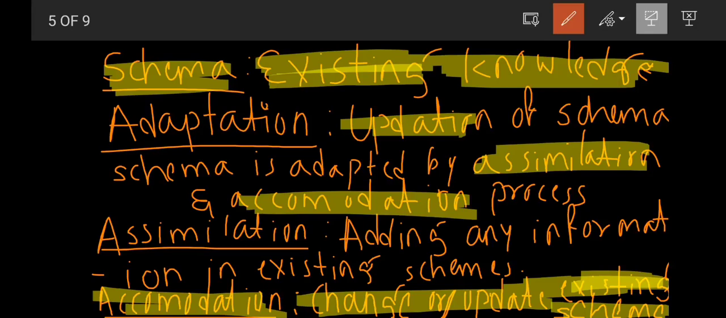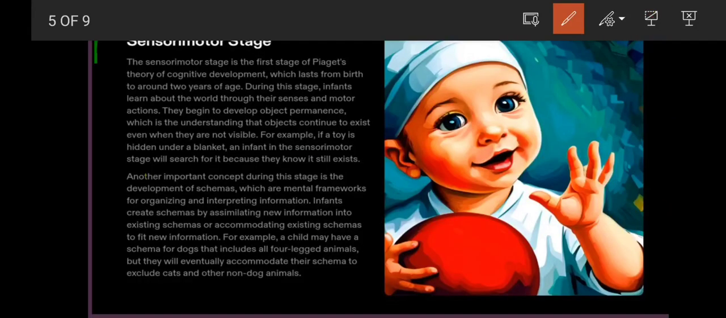Hope you all understood this. Another important concept during this stage is the development of schemas, which are mental frameworks for organizing and interpreting information. Infants create schemas by assimilating new information into existing schemas or accommodating existing schemas to fit new information. For example, a child may have a schema for dogs that includes all four-legged animals, but eventually accommodates the schema to exclude cats and other non-dog animals.